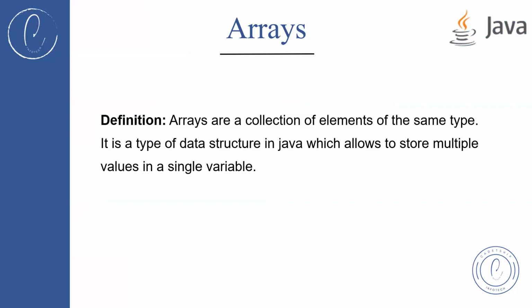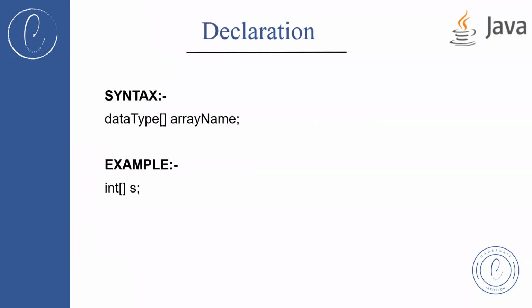So what are arrays? Arrays are a type of data structure. So what is a data structure? A data structure is that which helps you to store data. So arrays are a collection of elements of the same type. It is a type of data structure in Java which allows you to store multiple values in a single variable. But a point to note here is that arrays allow you to store data of a similar type, of the same type.